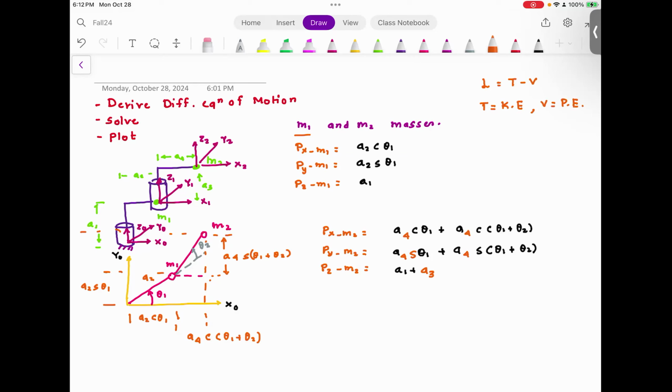So it will be A2, right? And the first one A2 cos θ1 plus A4 cos θ, and then A2 sin θ1 and then A4.